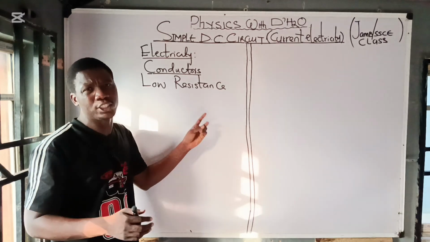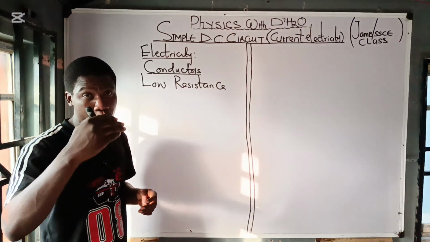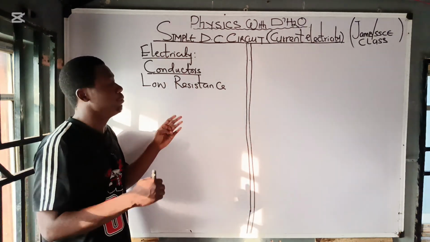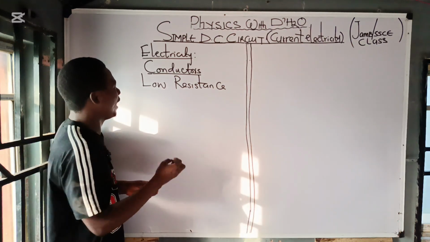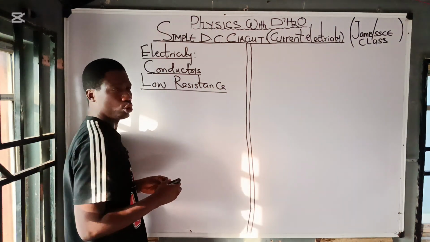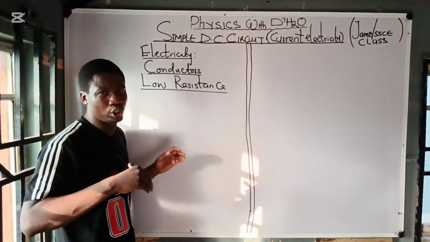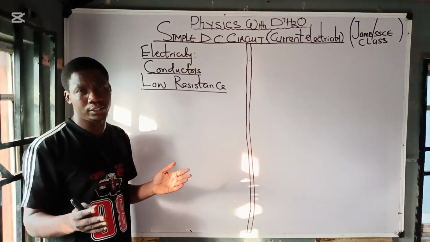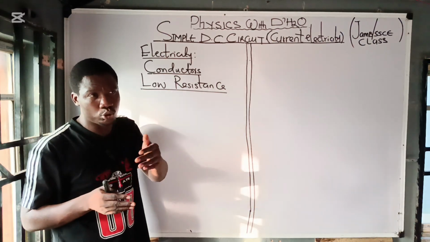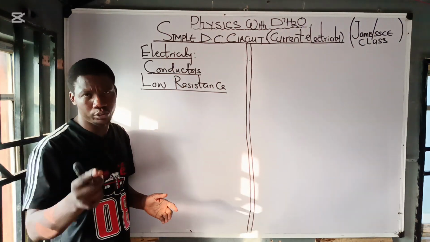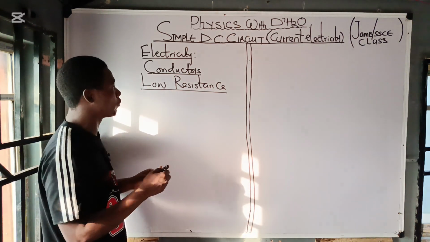Now, what do I mean? The word resistance means the opposition offered to the flow of current. So, for a material to be called a conductor, that material must have low resistance. So, we'll simply say that conductors are materials of low resistance. Now, because they have low resistance, current can easily pass through a conductor. Do you understand? Then I'll give you a few examples of a conductor.